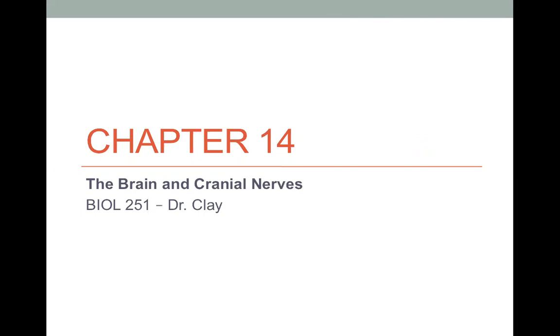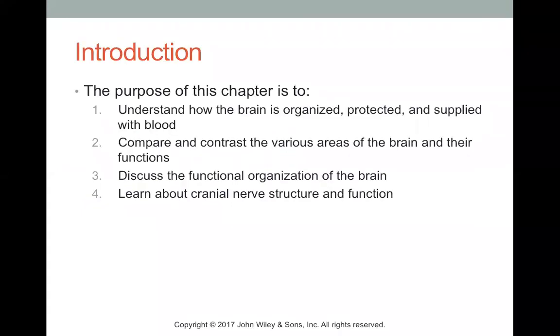Chapter 14, The Brain and Cranial Nerves. The purpose of this chapter is to understand how the brain is organized, protected, and supplied with blood, compare and contrast the various areas of the brain and their functions, discuss the functional organization of the brain, and to learn about cranial nerve structure and function.